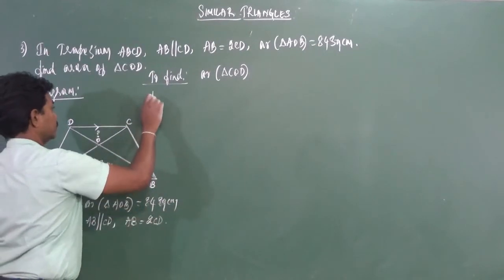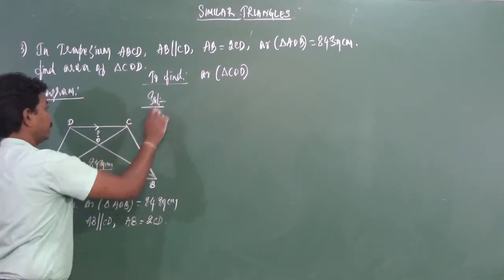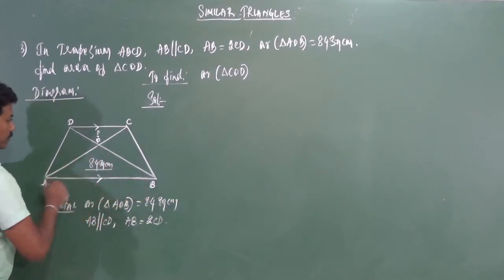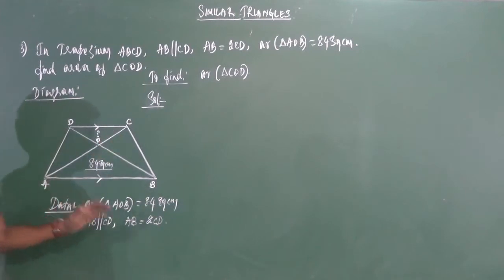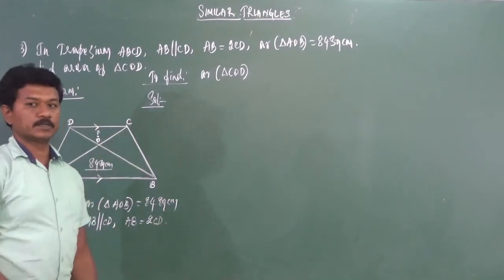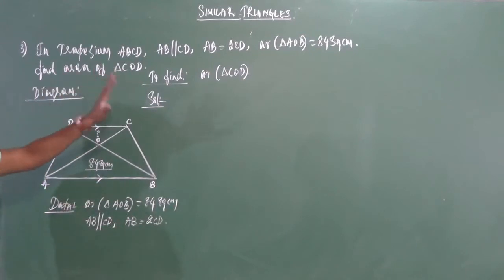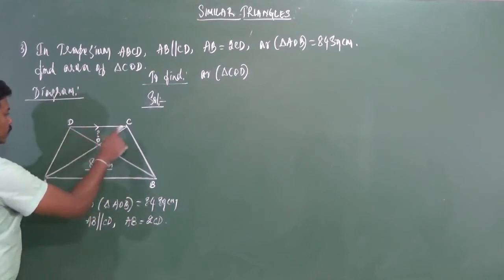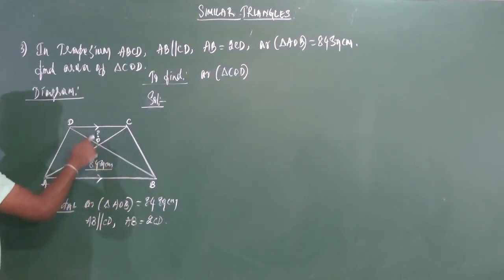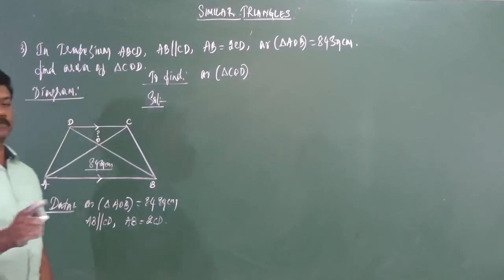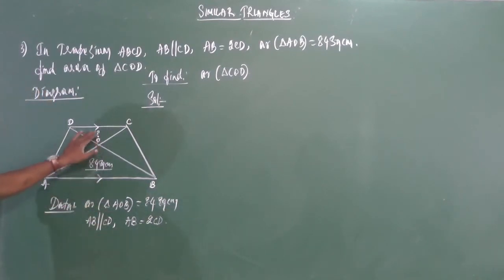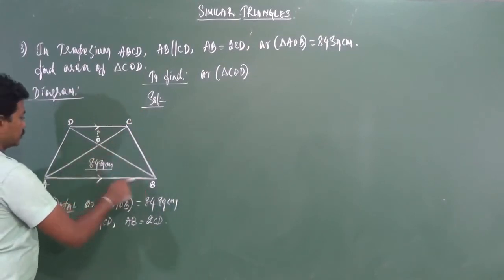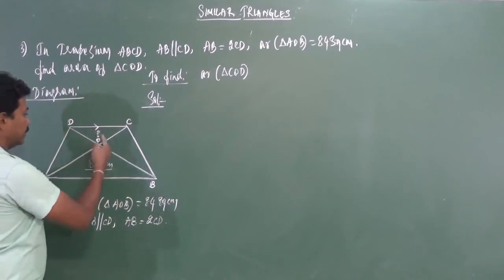So let us get into the solution as it is a numerical. With respect to triangle AOB and triangle COD, we do not know whether both the triangles are similar or not. It is not mentioned in the entire problem. Therefore, we have to select these two triangles, triangle AOB and triangle COD, and first prove that they are similar by using any one of the criteria. Once we prove that they are similar, then we can apply the areas theorem.